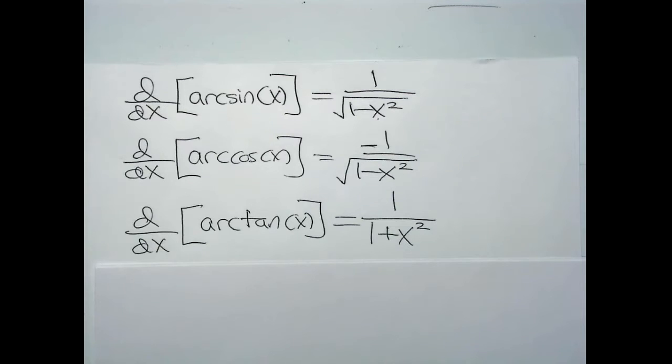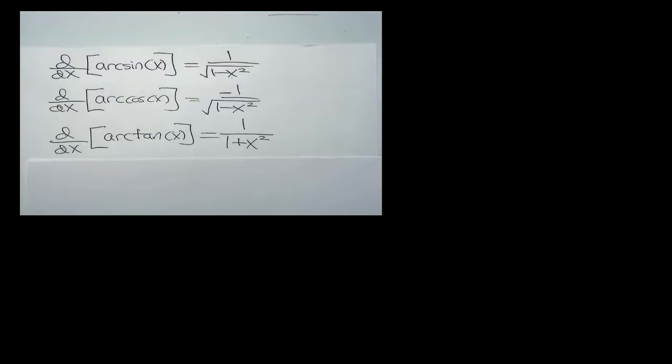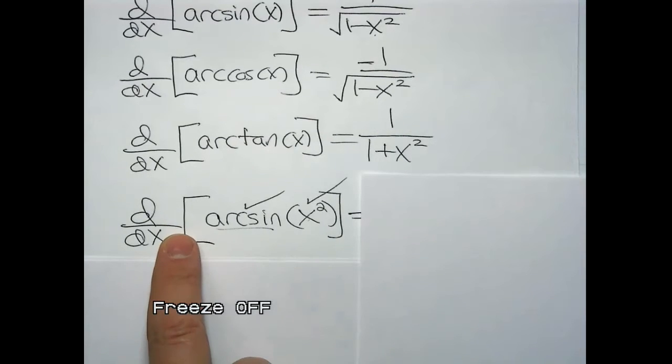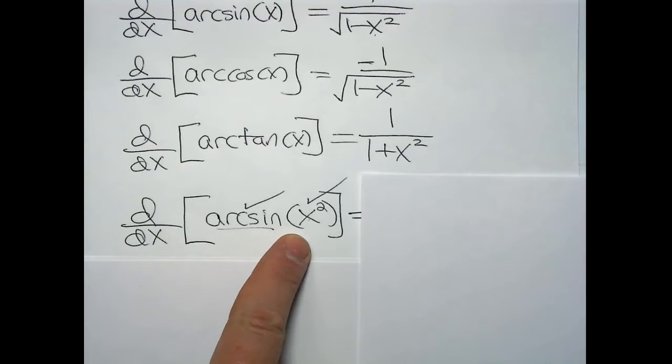Let's try a few of these. What's the most important rule that you need to remember? Chain rule. Chain rule gets overlooked often. So let's make sure that we not only run the derivative for these inverse trig functions, that we also run the chain rule at the end. So let's start with this one. The derivative of arc sine of x squared.